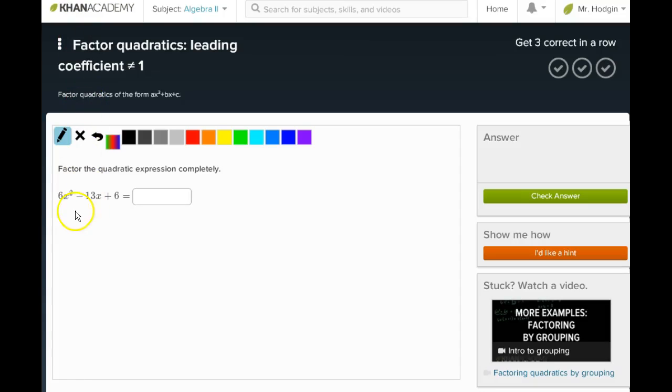So this is the Khan Academy where we actually have a number in front here, right? We have a 6 in front. So we didn't have numbers here before, and they're a little bit easier. So we have to do all the steps to make sure we're getting the right answers here.